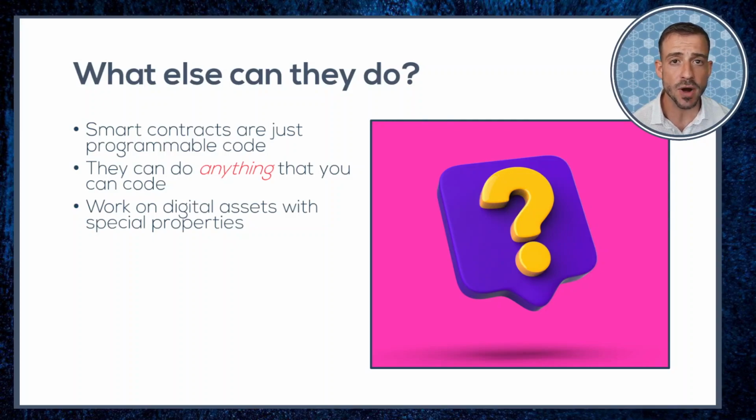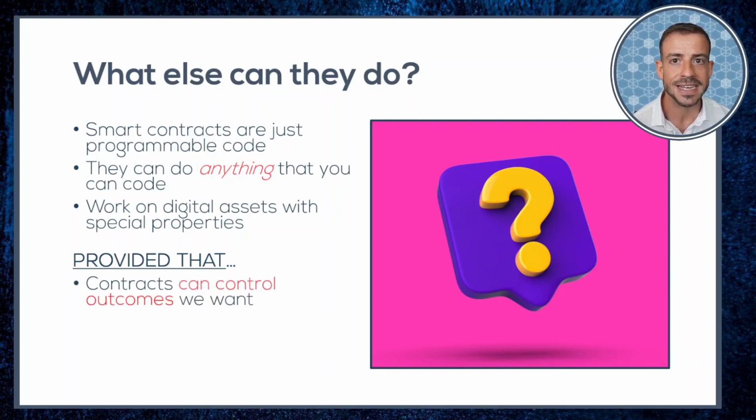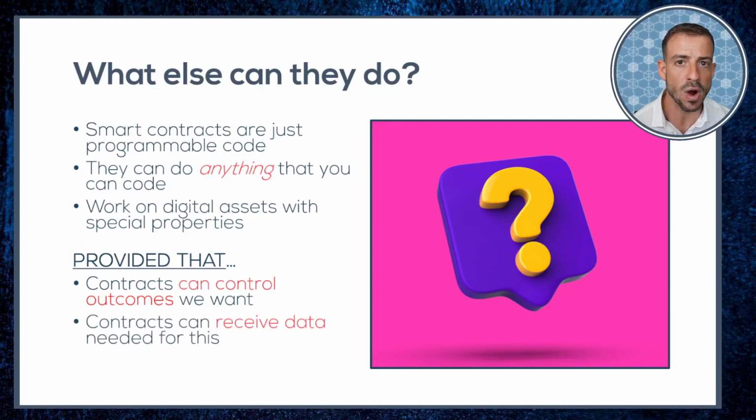And as we go through them, try and keep in mind that these applications aren't exercises in magic. Every viable smart contract implementation still rests on the two fundamental requirements that we said were needed to make truly self-verifying and self-executing contracts. First, the smart contract needs to be able to fully control the outcomes that we are interested in. Secondly, the contract needs to be able to receive data that's required to exercise the control we desire.